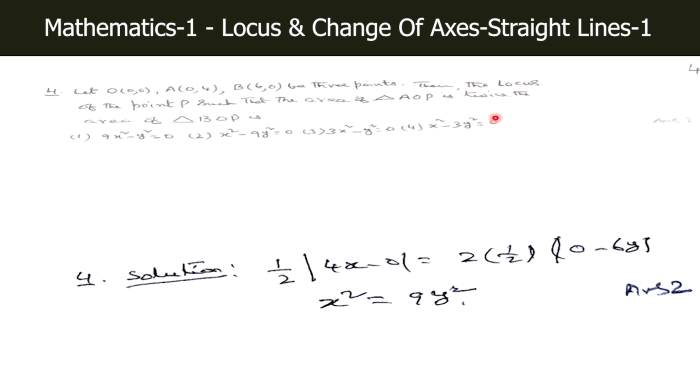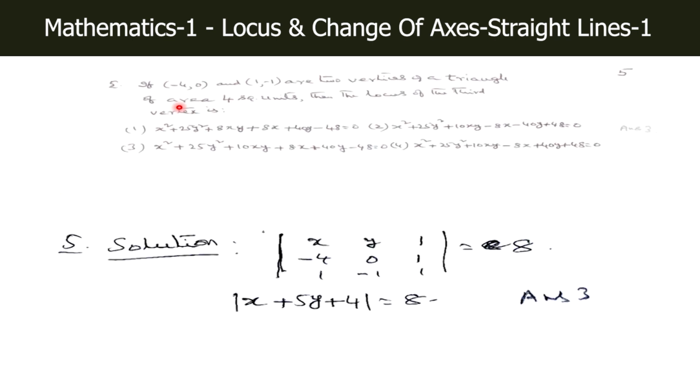Now you know that when (x1, y1), (x2, y2) and origin are three vertices of a triangle, then its area is half of mod x1 y2 minus x2 y1. So according to the formula, we have half of mod 4x minus 0 is equal to 2 into half modulus of 0 minus 6y, or x square is equal to 9y square. X square is equal to 9y square means answer is number 2.